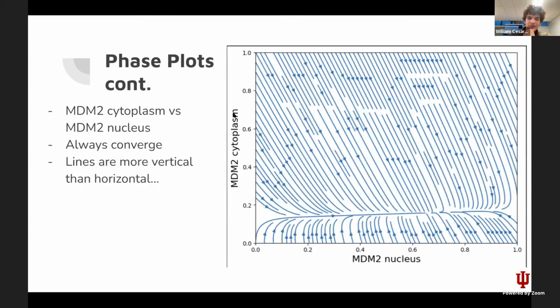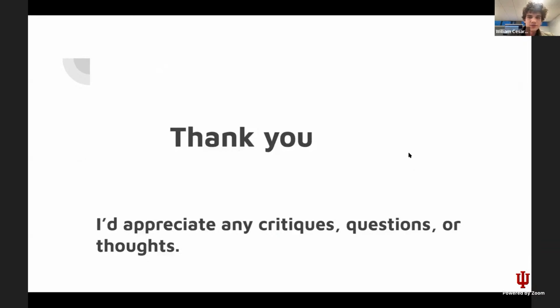Lastly, I plotted MDM2 in the cytoplasm versus the nucleus, and this was a pretty expected relationship since they're linearly related or correlated, and they both converge at their respective steady states. And the lines are more horizontal than vertical, meaning that MDM2 in the cytoplasm converges to its steady state faster than MDM2 in the nucleus. And that's all I got to so far.